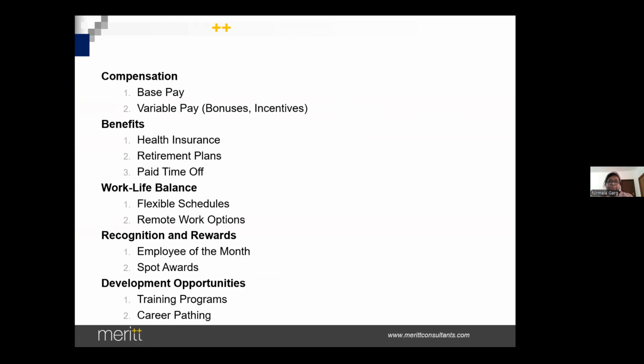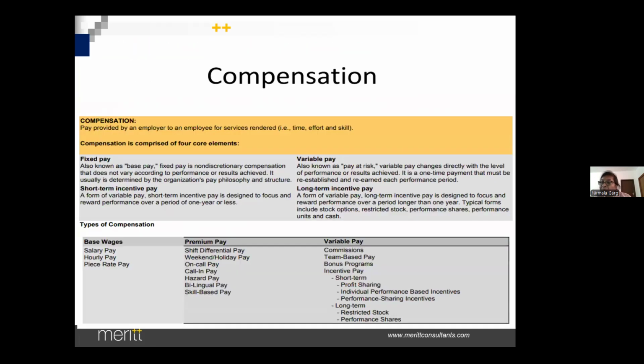Okay. Now, typically, when we talk about compensation as an element of the total reward strategy, it essentially talks about base salaries and variable pay. In fact, Merit has given you a list of all the elements, everything in detail about total reward strategy. I'm only giving you an overview so that you can go back and read about it.